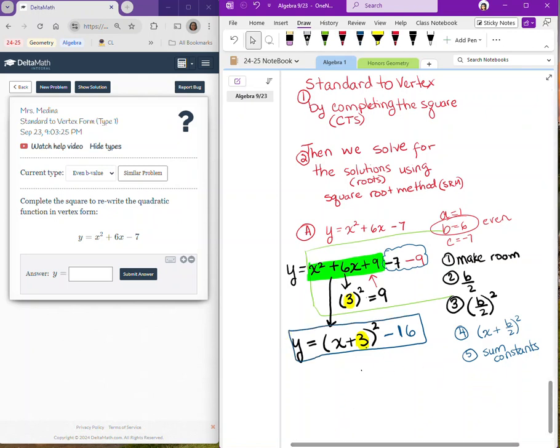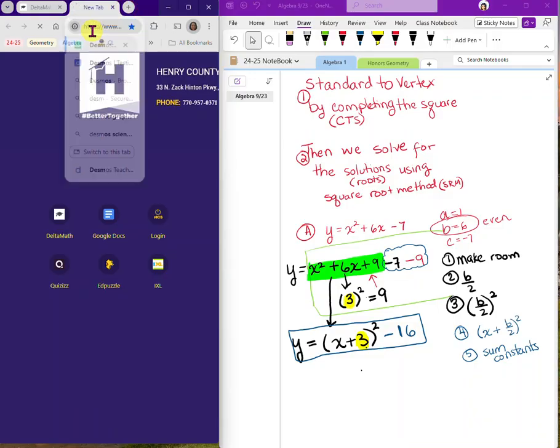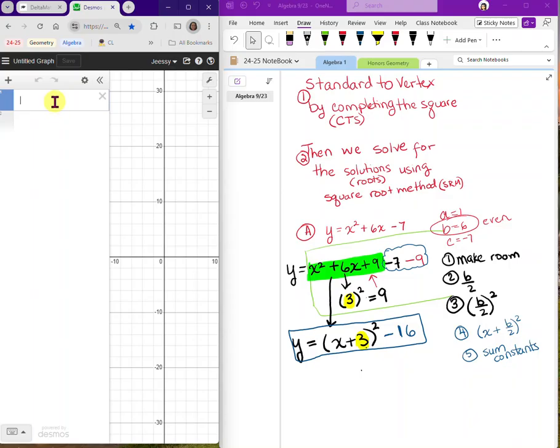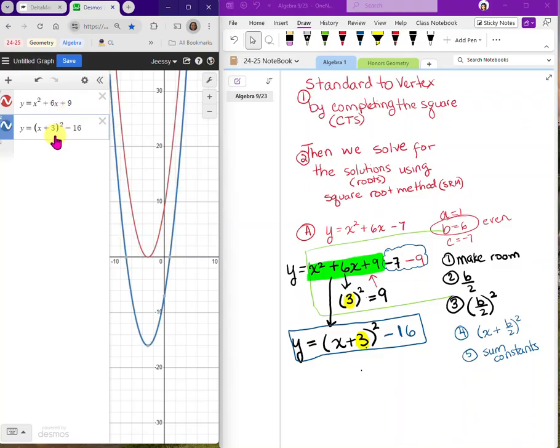Okay, so how do you know if you did it correctly? You can always check in Desmos. Let's type in the original one. Y equals x squared plus 6x plus 9. And let's type in the one that we wrote. Y equals x plus 3 squared minus 16. And as you can see, they're not the same one.